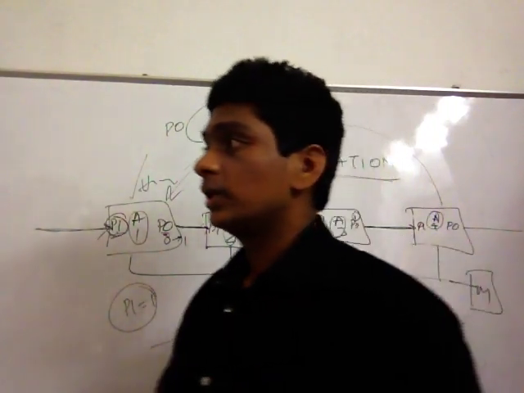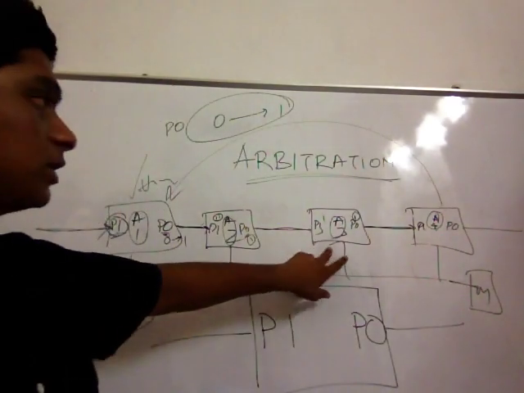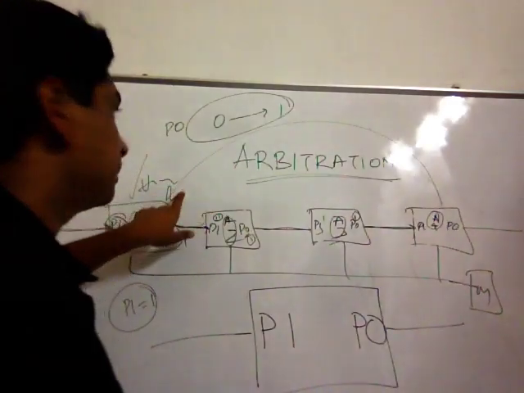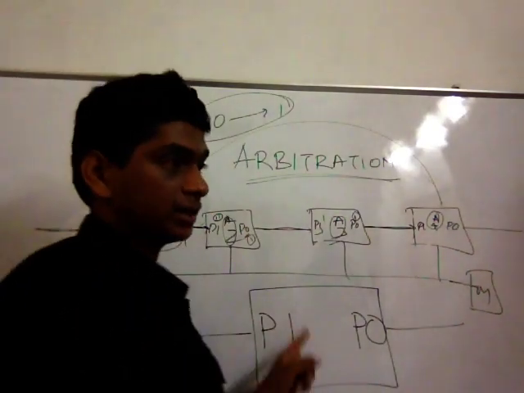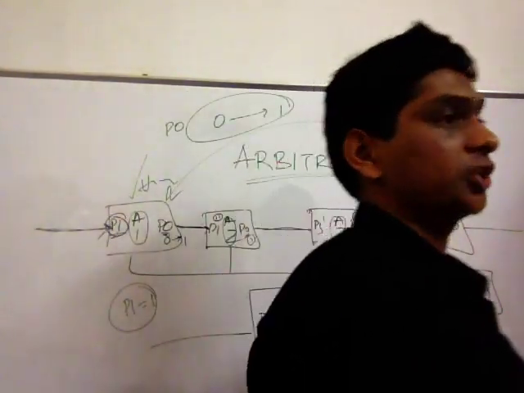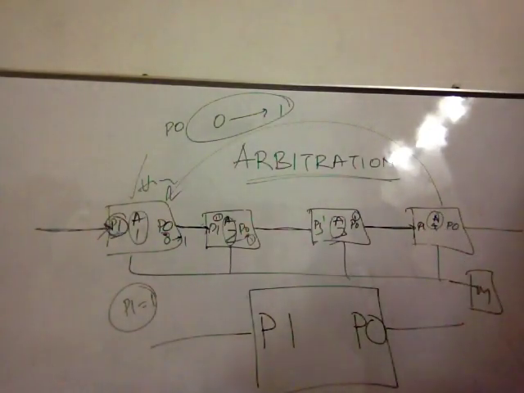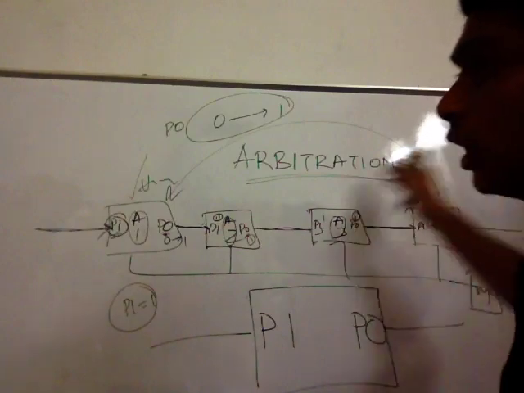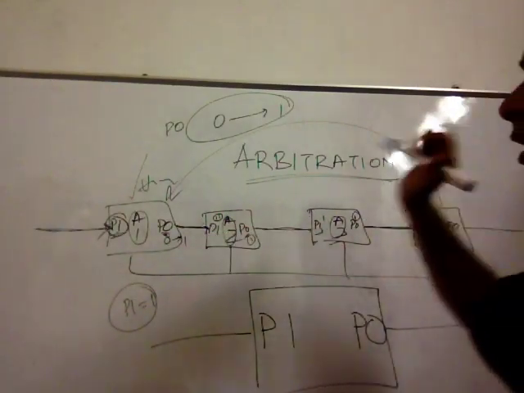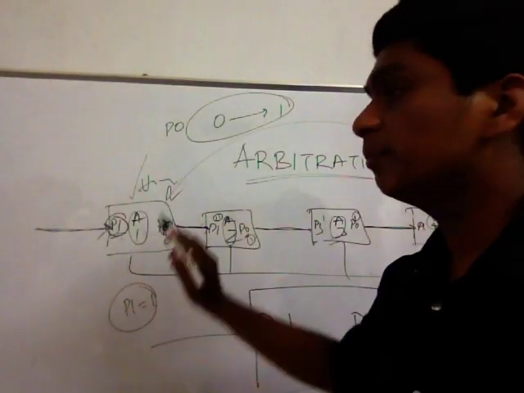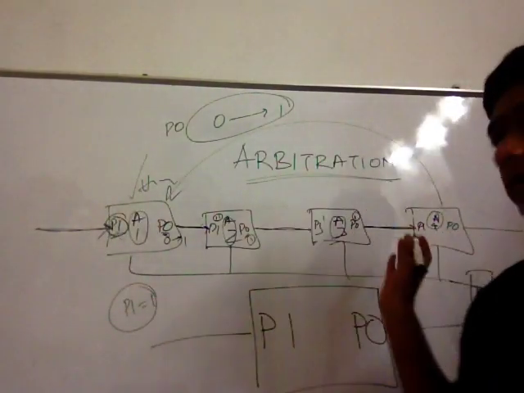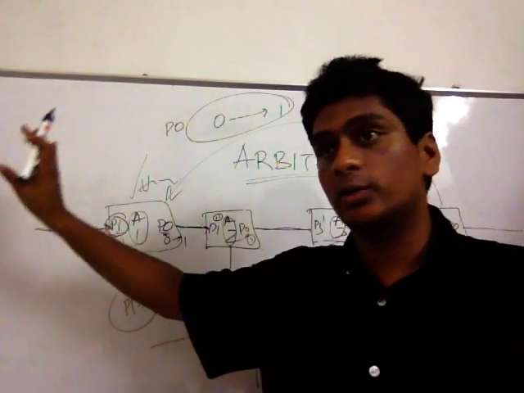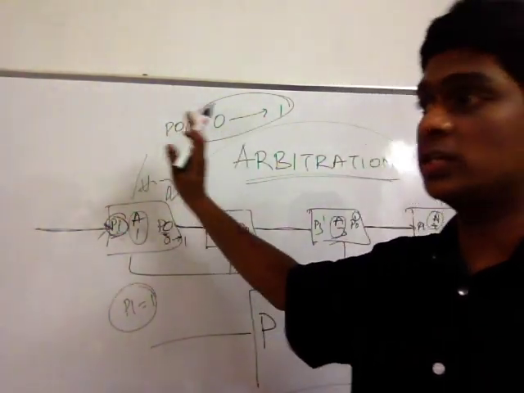Even if this processor is also asking, the highest priority processor or arbiter will get the control. This is how the daisy chain works. It is simple, don't get confused. However many processors or arbiters you want, connect them. Each one will have PI and PO, priority input and priority output. PI for the highest priority arbiter is set to 1 and PO is set to 0.